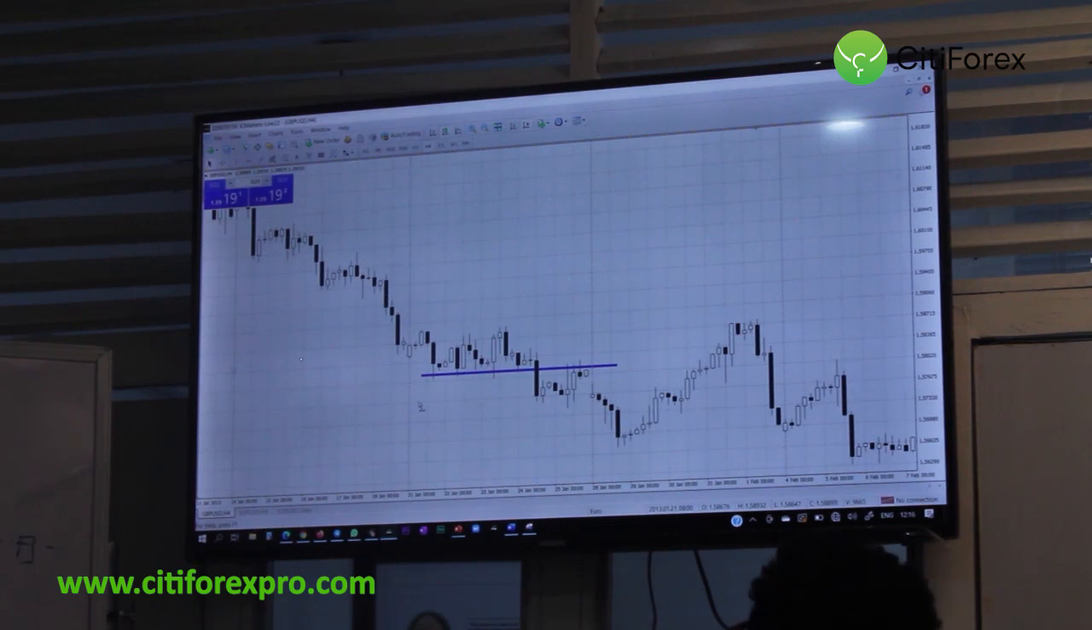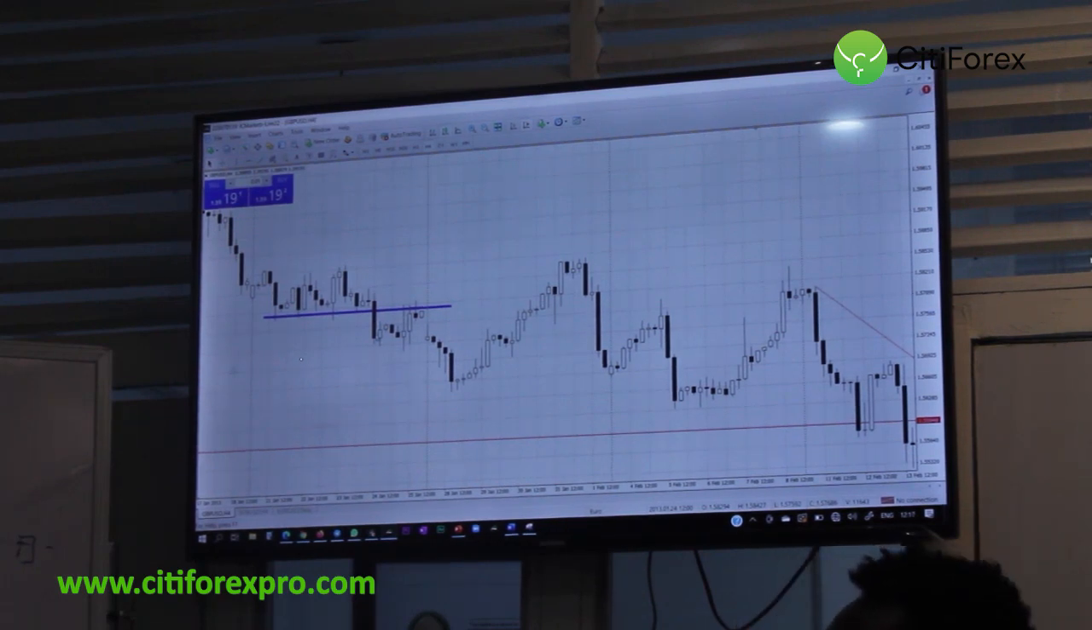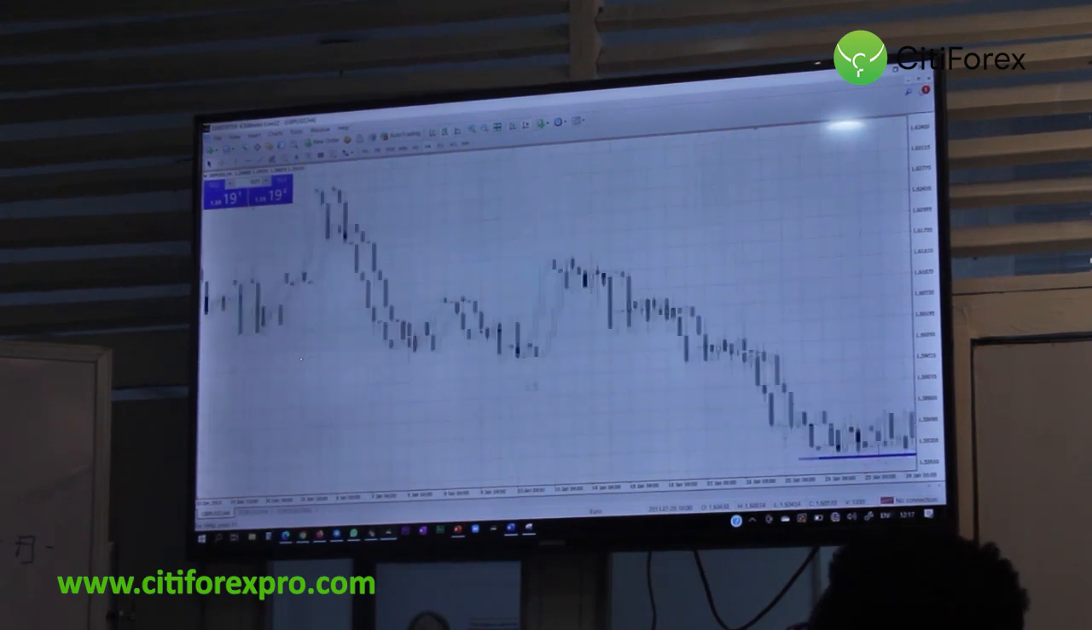What are you seeing? Look, this is one rejection. This is another one. Several rejections, right, and then a strong breakout. Is that not a major? That's what I'm saying, it's major. I thought you said it's minor. No, this is major. This is minor. Every swing is a minor resistance.